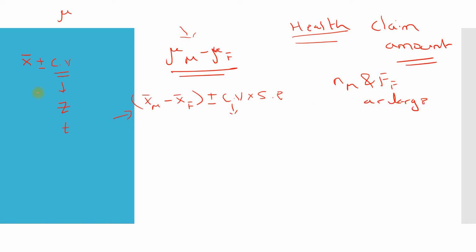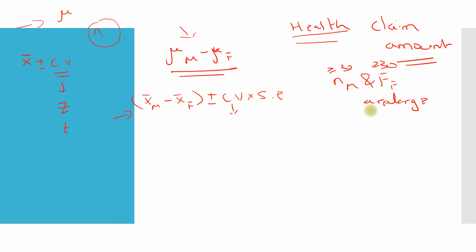Remember that when we did it for one population mean, we said one sample is large, but here we have two samples. If both are large, that is, if n is greater than or equal to 30 and n is greater than or equal to 30, that's already one condition. What's going to happen then?